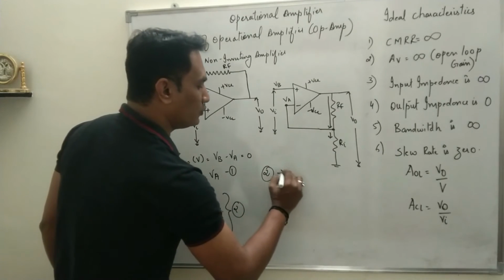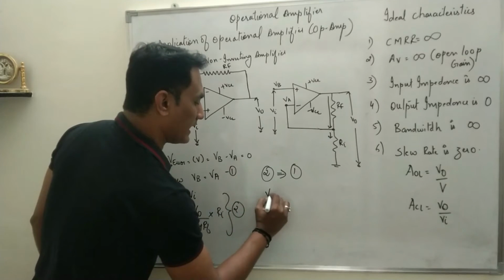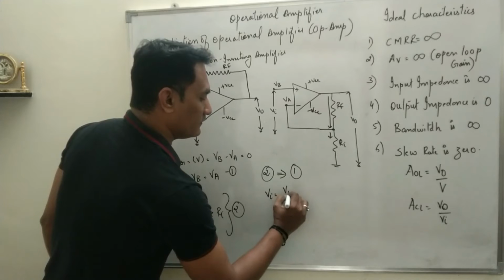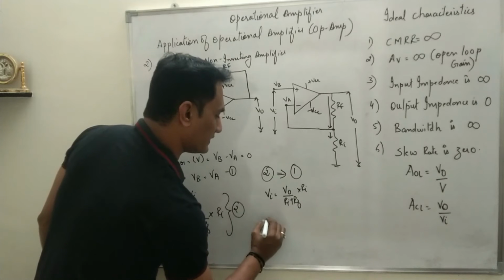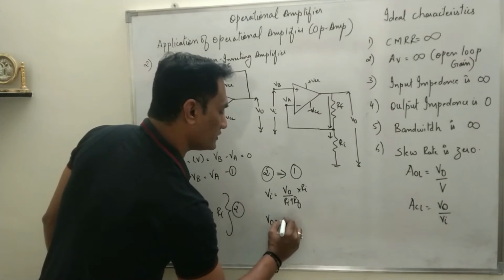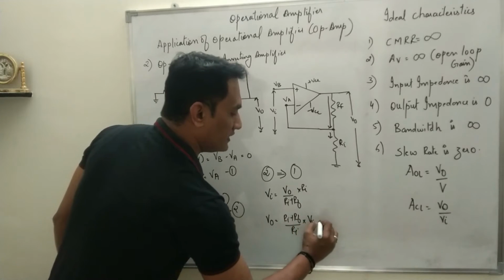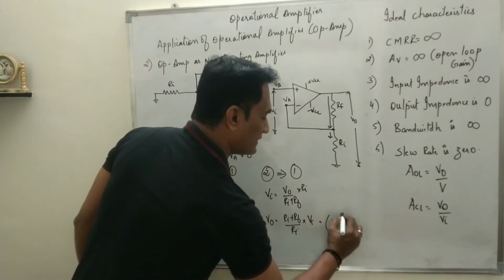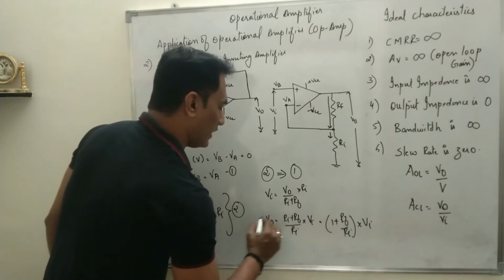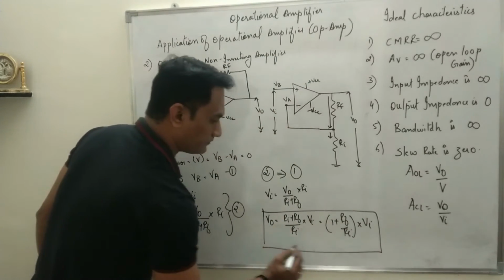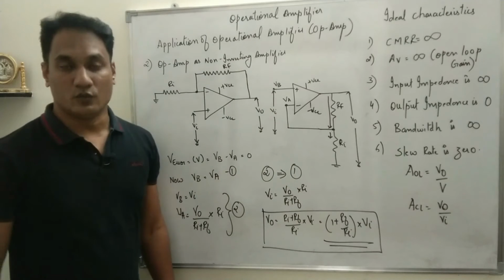Substituting the value of 2 in 1, Vi is equal to V0 upon Ri plus Rf multiplied by Ri, or I can say V0 is equal to Ri plus Rf upon Ri into Vi, or I can write the same equation as 1 plus Rf upon Ri into Vi. So this is the output voltage equation for op amp as non-inverting amplifier.